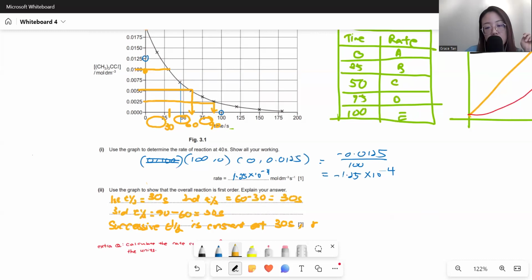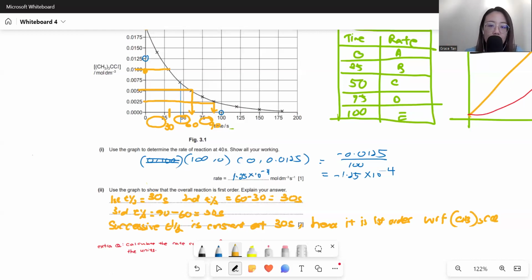Hence, it is first order with respect to, WRT, you will see this in the marking scheme, 2-chloro-2-methylpropane. I just copy the whole thing. So this is to show, using method number 3, half-life, that it is a first order reaction.